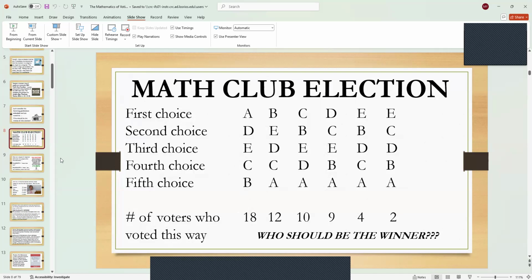Different people have different reasonable arguments that maybe they should be the winner. So who is going to be the winner? Well, it depends on the rules of the math club. It depends on the math club's constitution on how they determine a winner of an election. There's a lot of different ways. There's a lot of methods out there that are used in the real world to find the winner of an election.